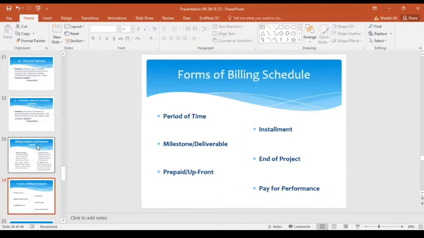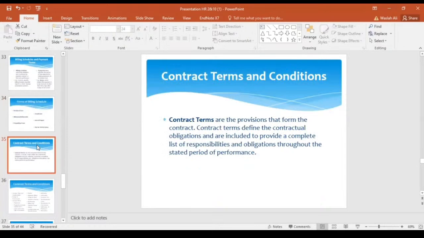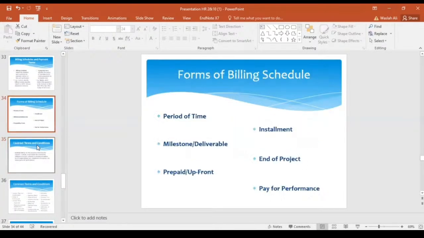Our third type is milestone deliverable. These types of billings are issued when a defined task is completed or a deliverable is provided to a client. So these types of billings are issued when the project is completed. Our next type of billing is end of the project. These types of billings are issued after the entire project is completed. And prepaid upfront billings, these types of billings are issued upfront.